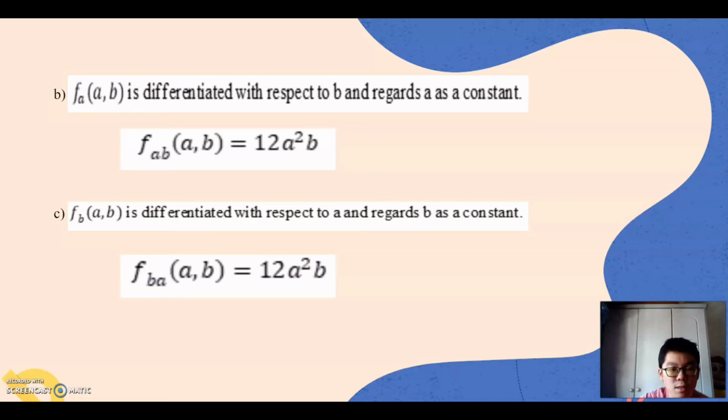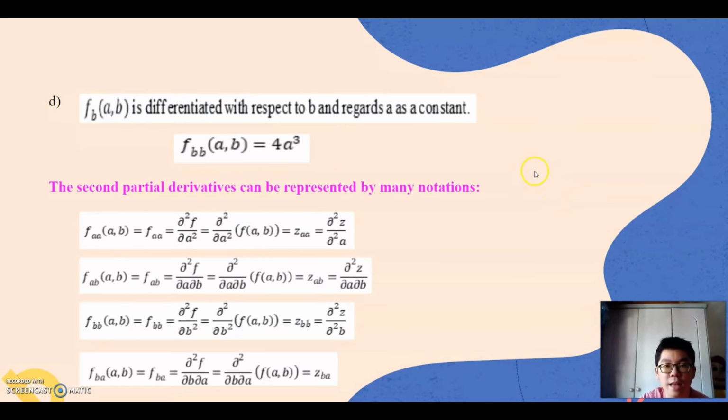The third option is when f differentiated with respect to b is now differentiated with respect to a. So now b becomes a constant. So the answer of this calculation will become 12a squared b. And the last option is f differentiated with respect to b is continued to be differentiated with respect to b. A continues to be a constant. So the answer of this calculation will become 4a cubed.